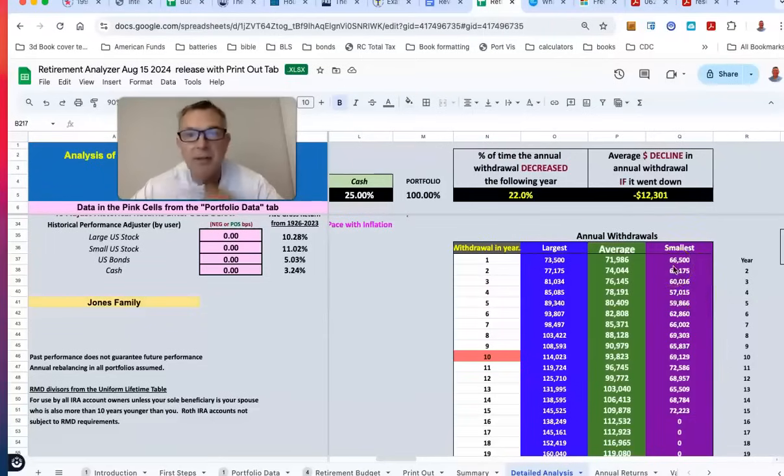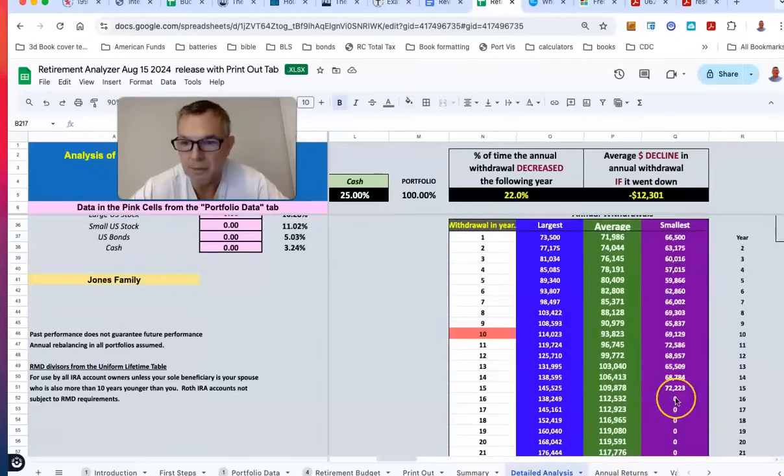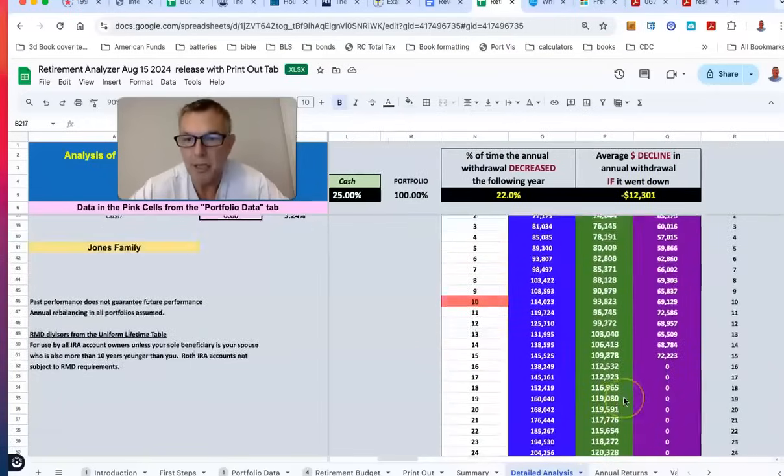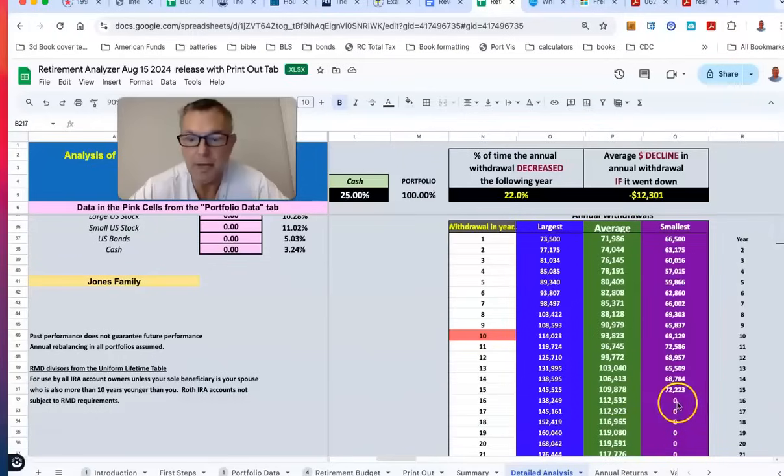So we started with 70,000. Because we're getting hit, we're down to 66. We're getting hit, 63, 60. You see what I'm saying? And then we finally ran out of money in year 16. That's the smallest. That's the worst. The average, though, and again, 22% of the time we ran out of money. 77% of the time we didn't run out of money.